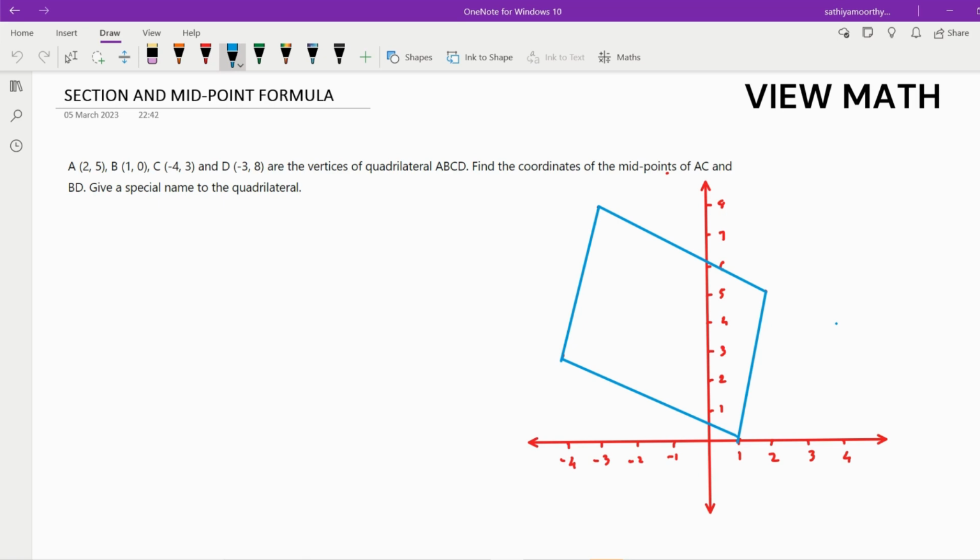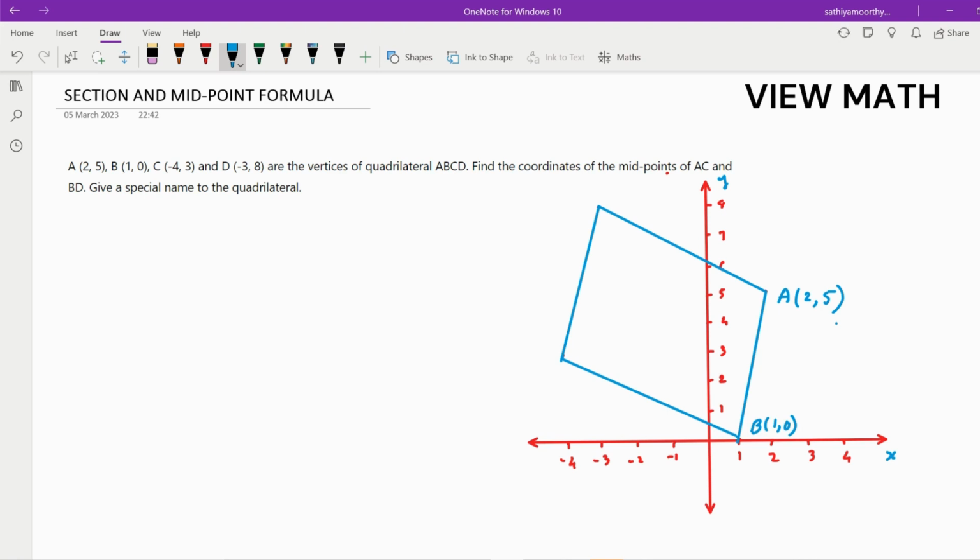So for our understanding, I have taken the x-axis and y-axis and I have plotted the points. First I am going to plot the point A(2, 5). So this is 2 and 5, this is my A. Next B is (1, 0). So this is the point B. You need not draw the graph, but for our understanding, I have drawn the graph and I'm going to explain with the graph.